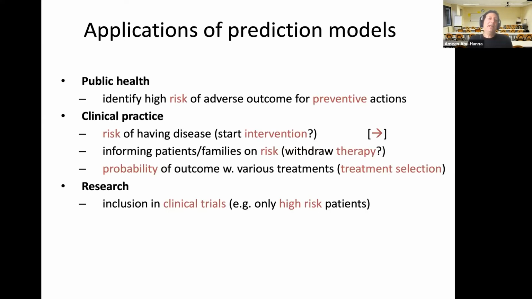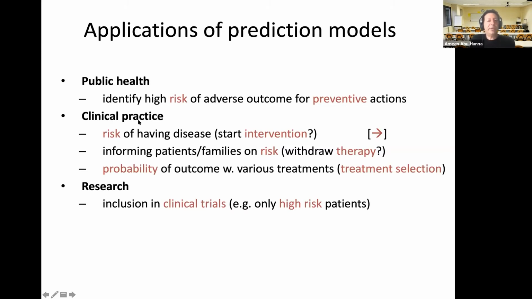So there are really 3 basic reasons. One, if we are in the realm of public health, so we are not ill yet, and we're talking about prevention. Here we're talking about the need to identify people at high risk of an adverse outcome. Why do we want to do that? Because we can take preventive actions. For example, we can look at older people at high risk of falling, and we can provide them with exercise training.